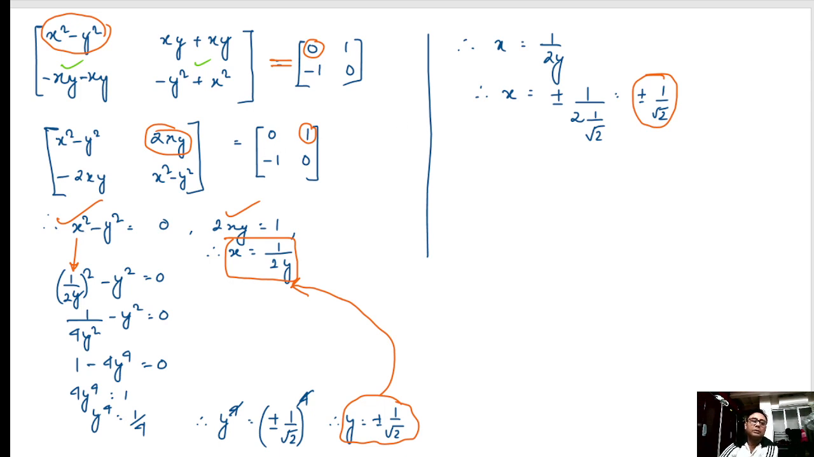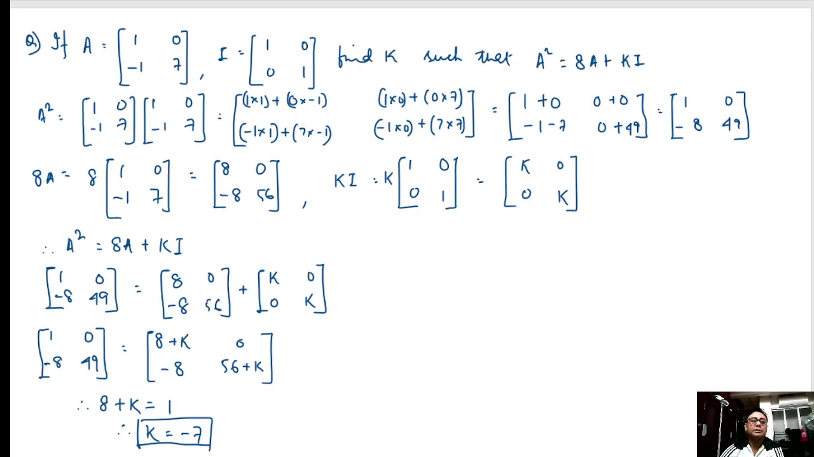Next, let us move on to the next type. Matrix A is given, matrix I is given. Find K such that A square equal to 8A plus Ki. This is the condition given. A square equal to 8A plus Ki. So first we have to calculate A square. So this is A into A, as I told you. How will we do it? First we will do 1 into 1 plus 0 into minus 1. So here we have written. Clear?